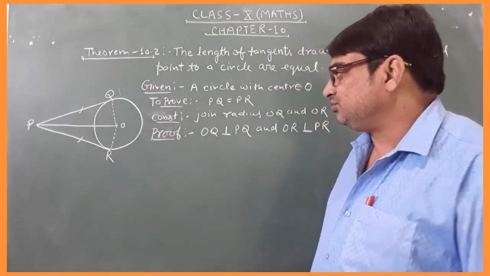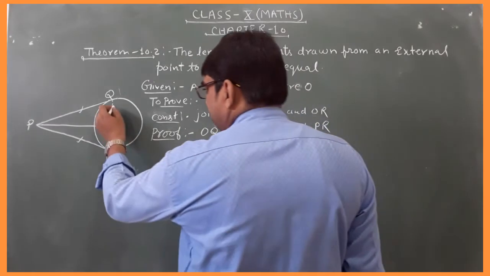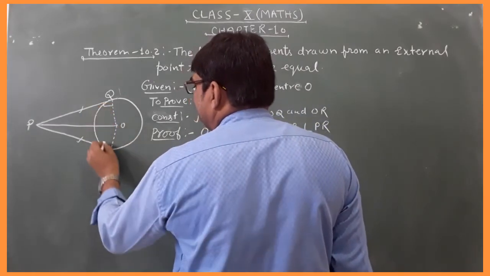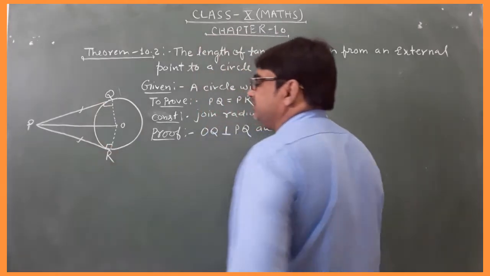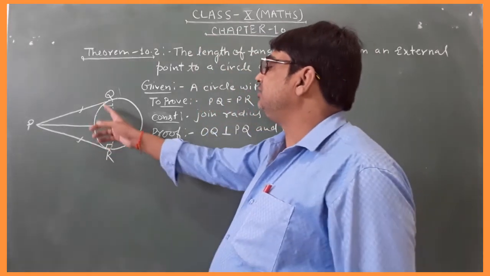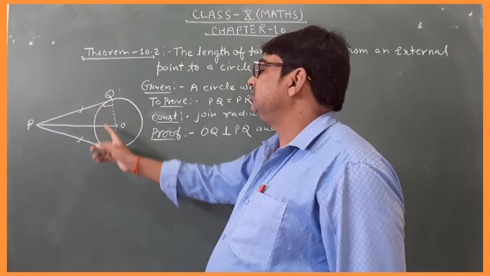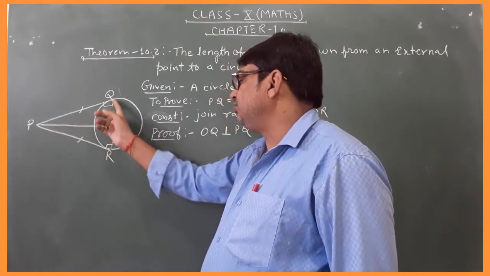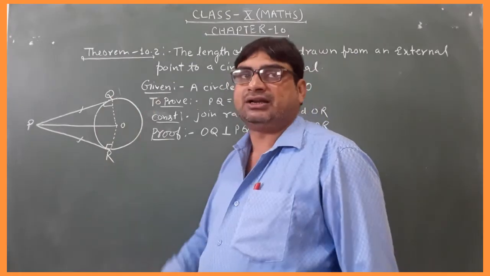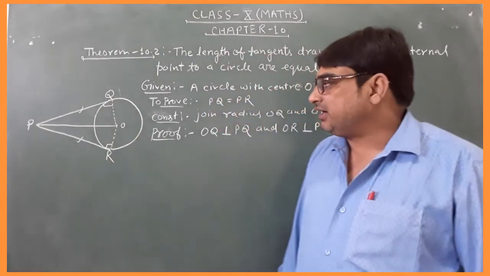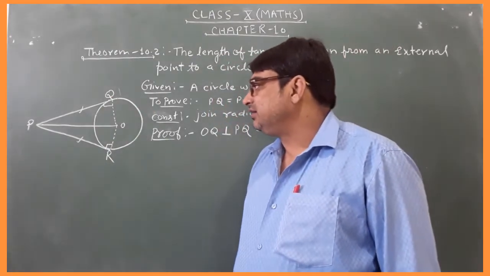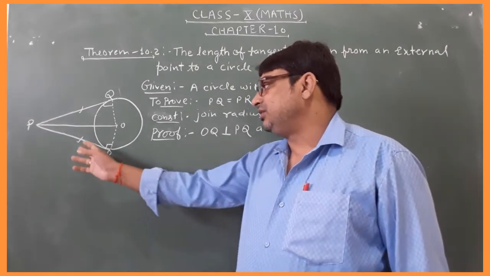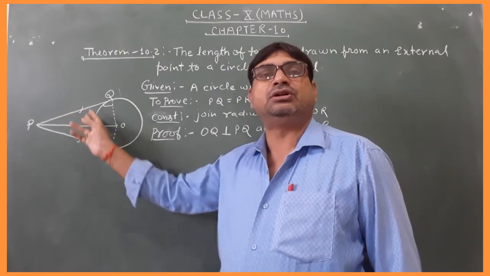So already students we know that radius is perpendicular on tangent. This is 90 degree and this is 90 degree. This angle is equal to this. Both are 90. OP is common in both triangles and OQ is equal to OR, radii of the circle. According to SAS, triangles are congruent, so that by CPCT PQ is equal to PR.